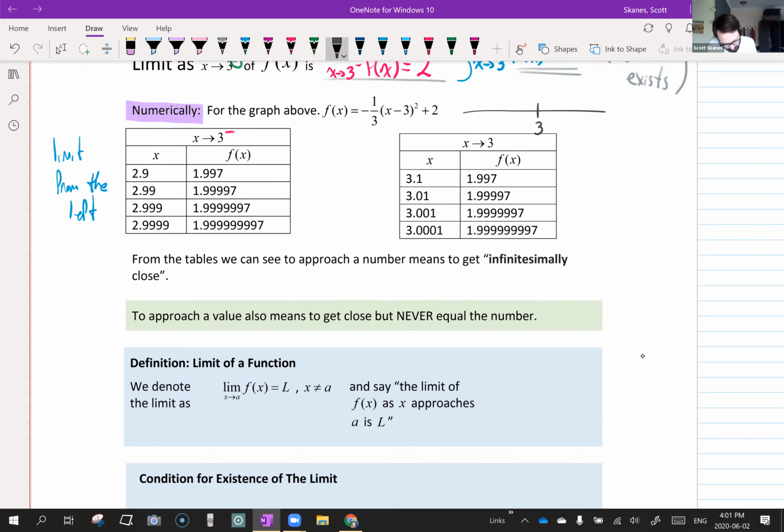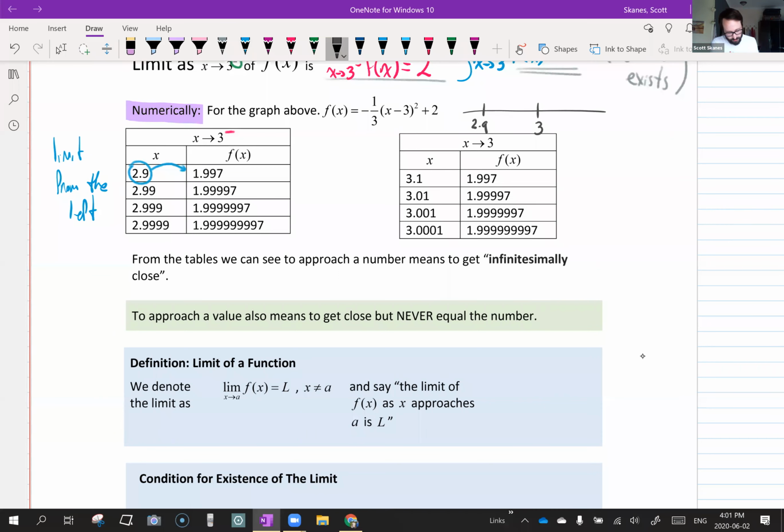So what's the function value when we're at, say, 2.9? On the left side, what's a number really close to 3? It's 2.9. If we put that number into this function, it gives us back 1.997. You can actually type this into your calculator. Put in the x here. Put in 2.9, something close to 3 but not quite 3. It'll give back the number 1.997.